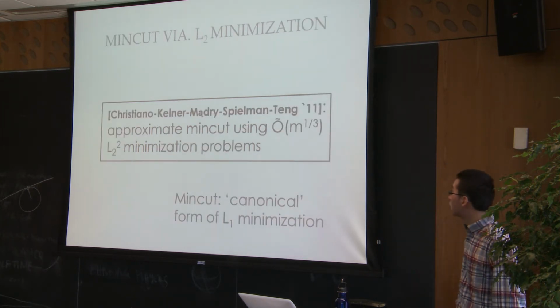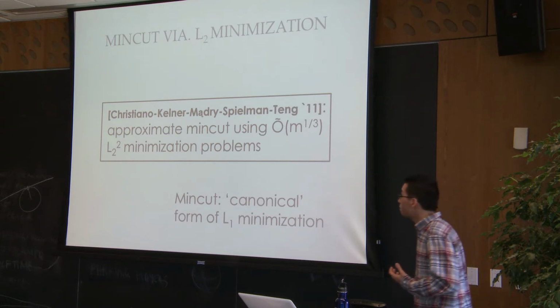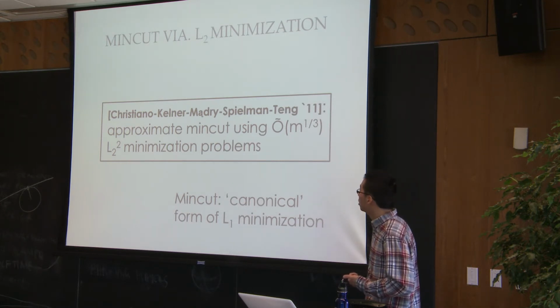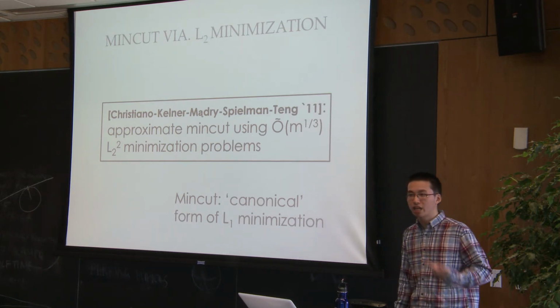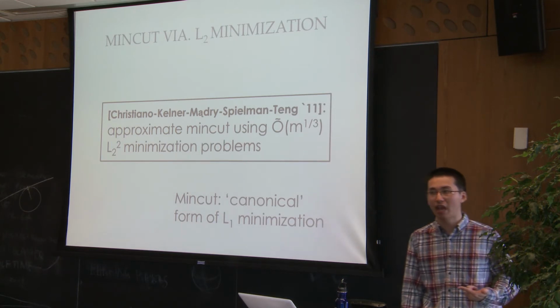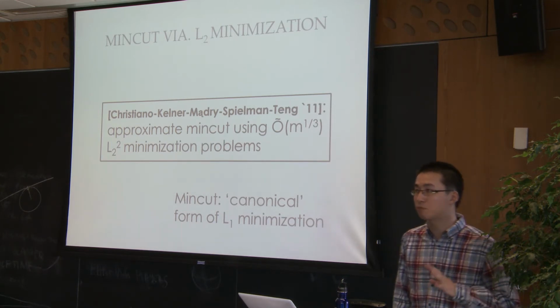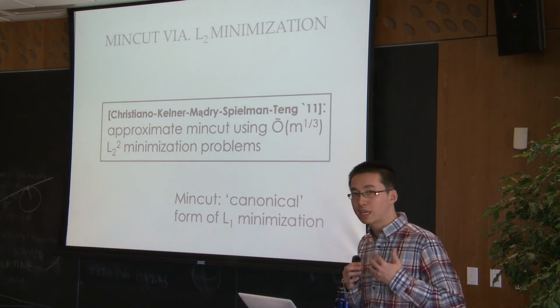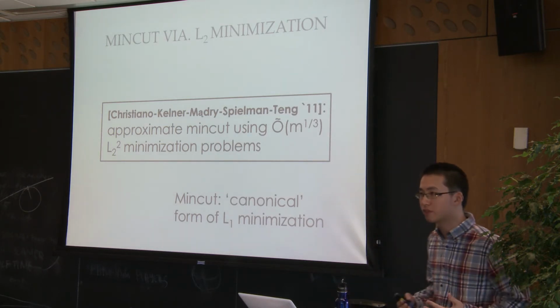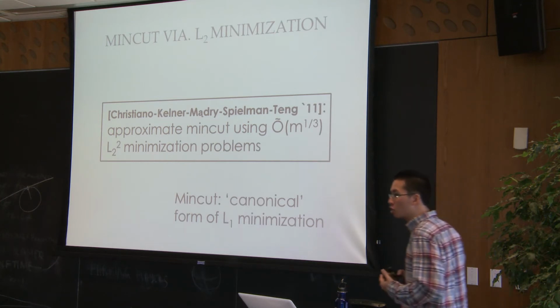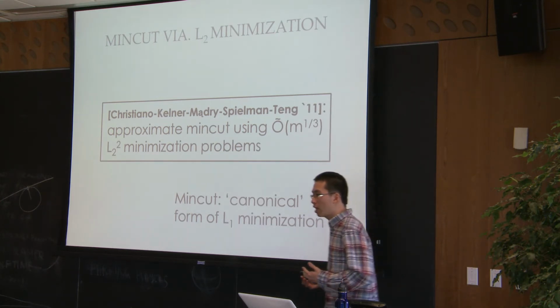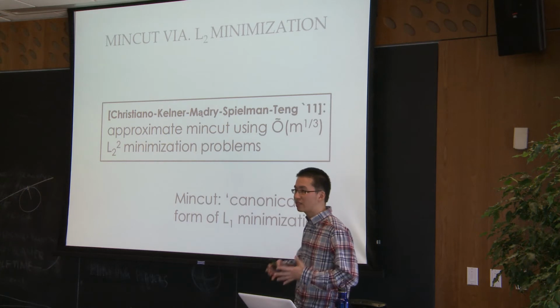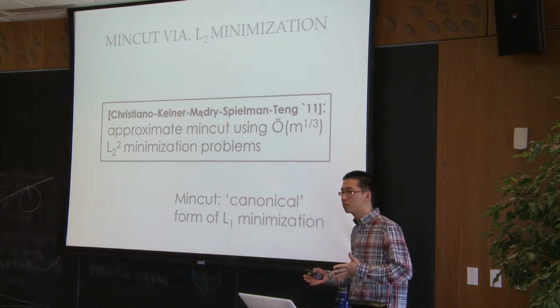Here there were some recent results in theory by Christiano, Kelner, Madry, Spielman, and Teng, who showed that you can approximate the minimum cut problem on a graph using about m to the 1/3 iterations. So instead of m to the 1/2, they get m to the 1/3 iterations. The reason that min cut is an interesting problem from a theoretical point of view is that it's almost like the canonical L1 minimization problem. And so there are very natural hopes that you can extend this to L1 minimization problems.